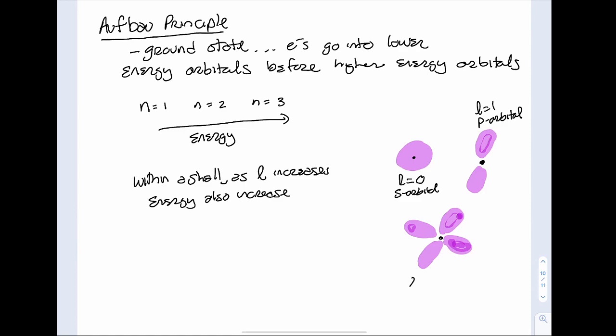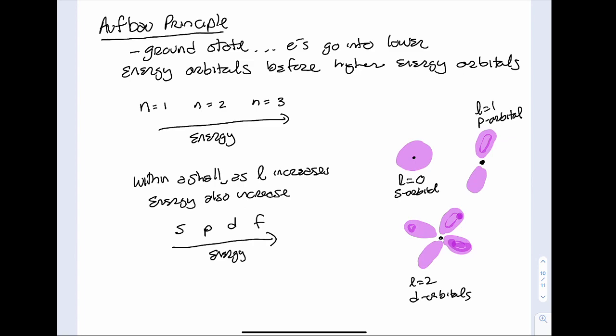If I have a d orbital, l is equal to 2, now I have 4 lobes, 2 nodal planes, right? 4 areas distant from the nucleus where those electrons can be. So as I go from s to p to d, f, I would now have 8 lobes. My energy is also increasing.